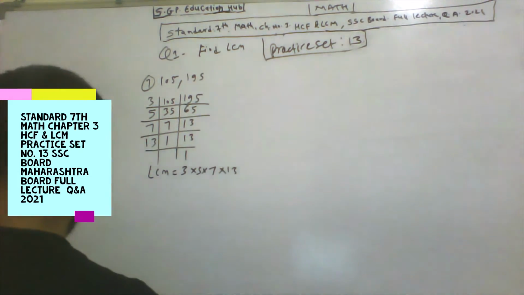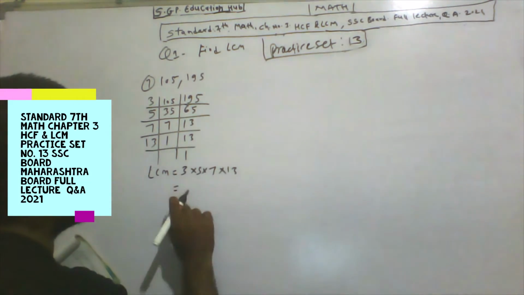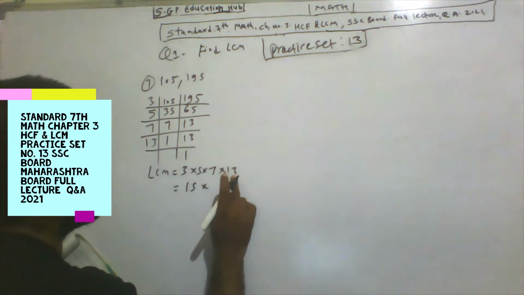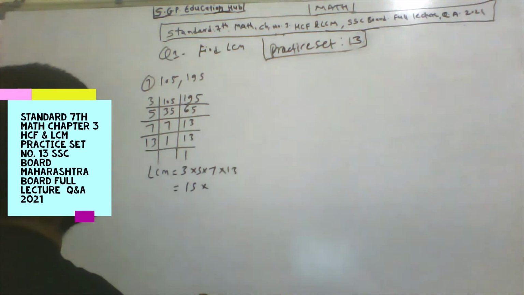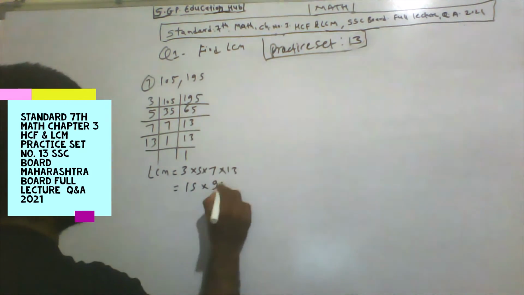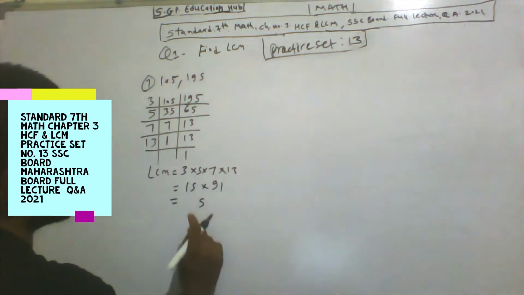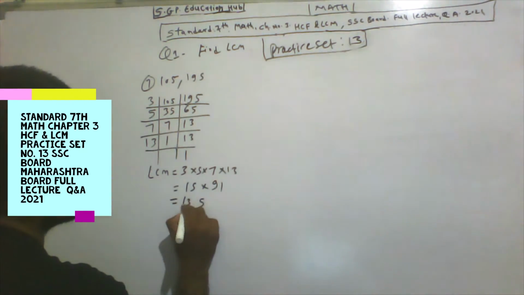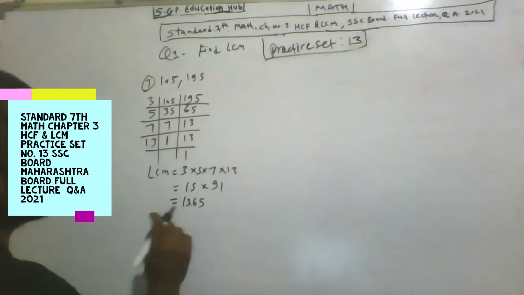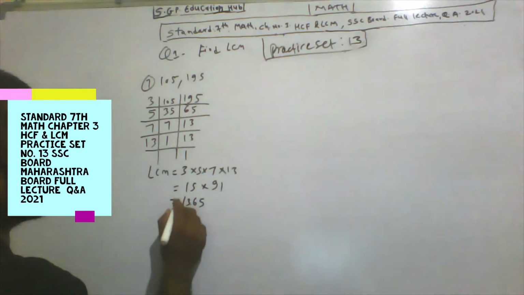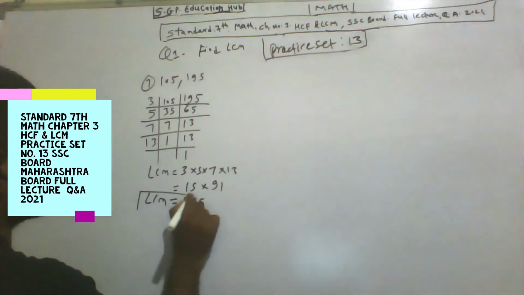So the answer is 15, 3 fives are 15 and 13 sevens are 91. So LCM is 5 ones are 5, 15 ones are 15 and 15 nines are 135, and 1 is the carry on 13, 1365. 1365. Okay, LCM we have.